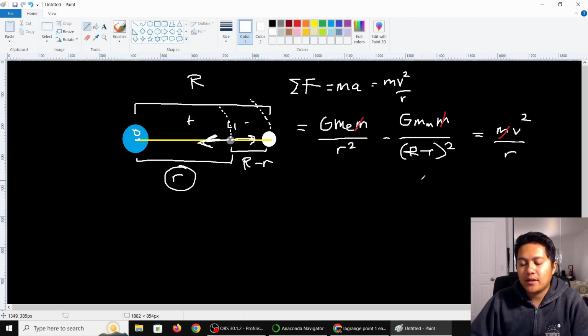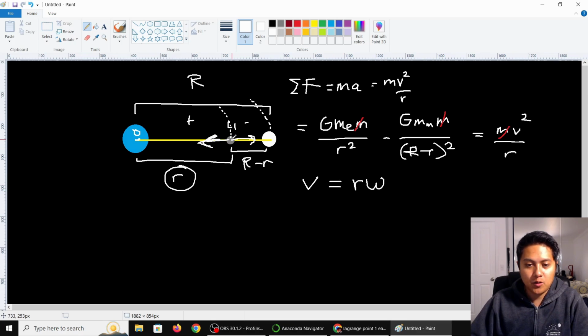One last thing I'm going to write is that, remember from intro mechanics, we can relate the linear velocity to the angular velocity, right? So the linear velocity and the angular velocity are related by the following equation. We have v is equal to r times omega. Omega is the angular velocity, r is the radius of the orbit, and then v is the linear velocity.